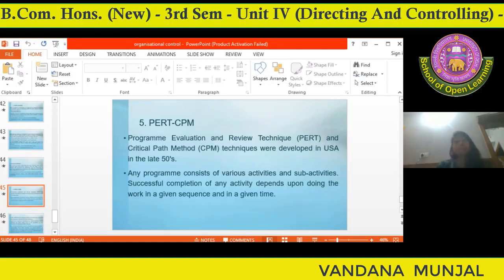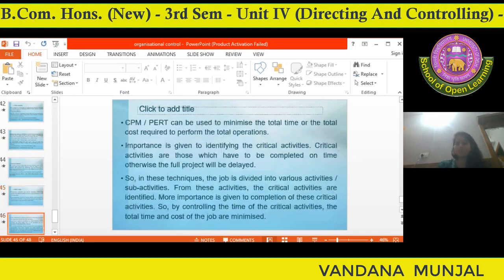CPM and PERT can be used to minimize the total time or the total cost required to perform the total operation. In this, basically we give importance to the critical activities. Critical activities are those which have to be completed on time and which cannot be delayed. So in these techniques, the job is divided into various activities and sub-activities. From these activities, those activities are identified which are crucial. So by controlling the time spent on the critical activities, you can be assured that time and cost are minimized.